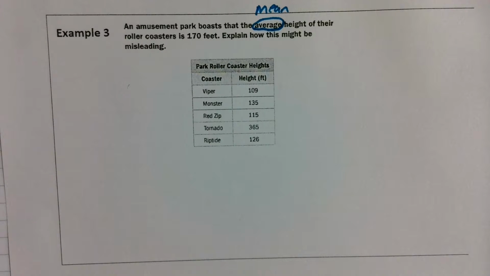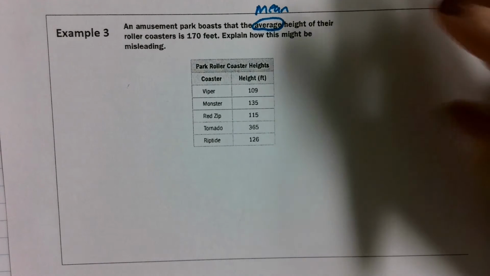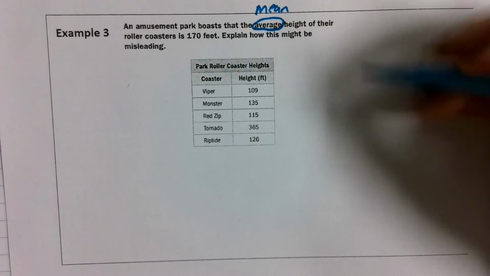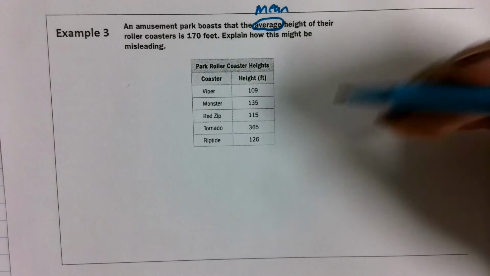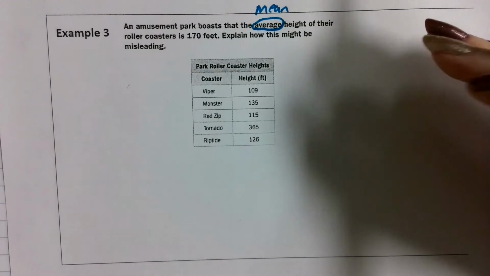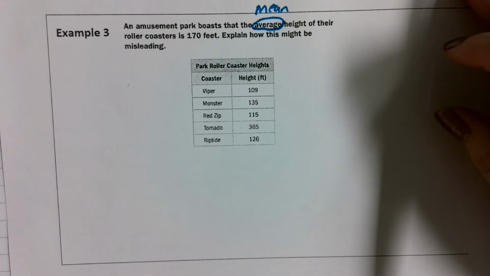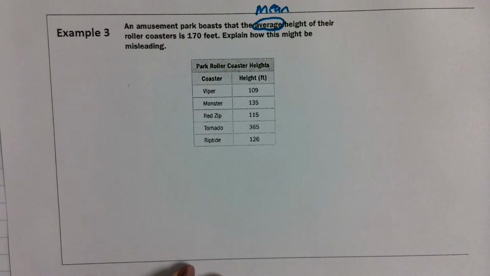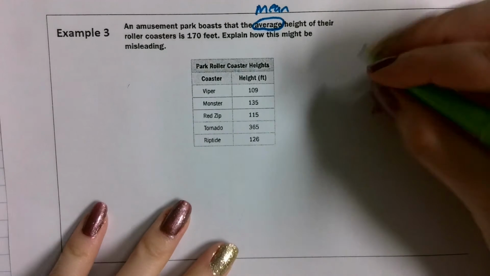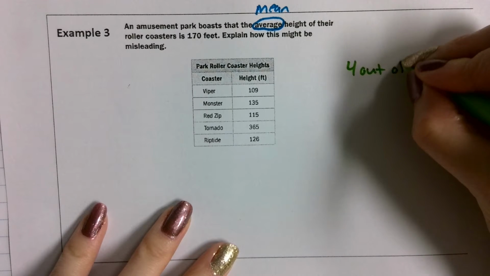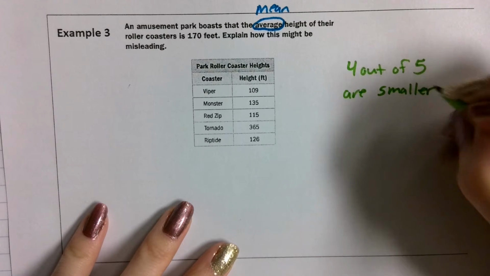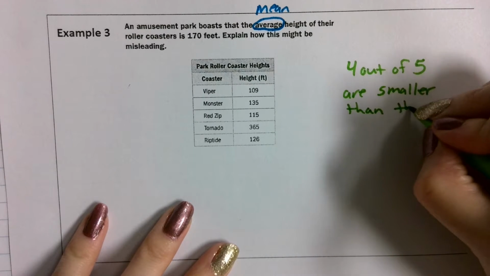But what's creating an issue is that I'm going to show up at the park and go, okay, here's one roller coaster. Oh, it's 109. Here's Monster. It's 135. Here's Rip Zip. 115. Oh, Riptide. 126. The only one that's boasting anything really great is the Tornado at 365. So we're noticing here, hey, even though it has an average of 170, 4 out of 5 are actually smaller than the mean.